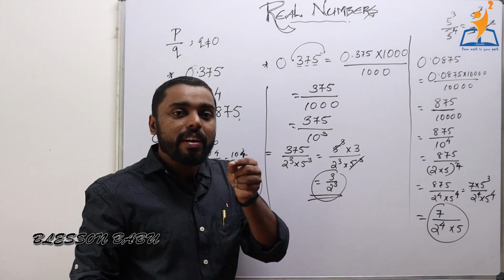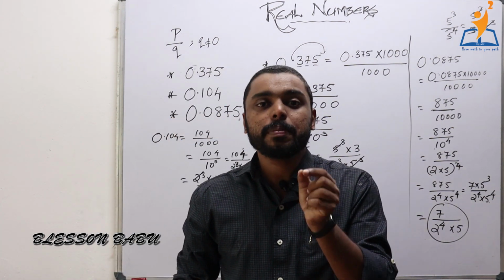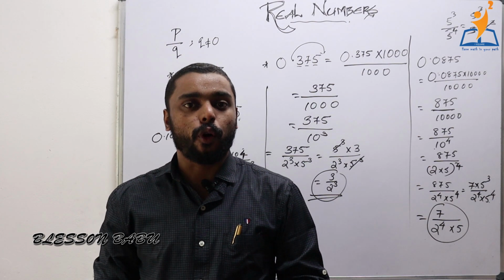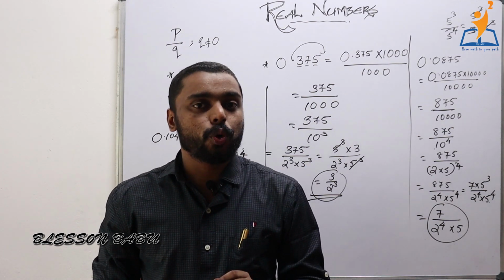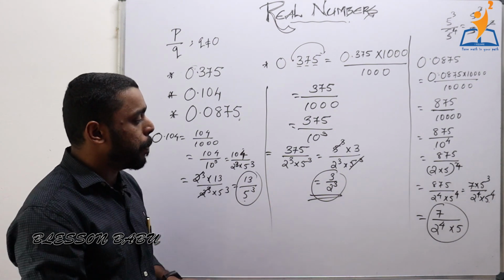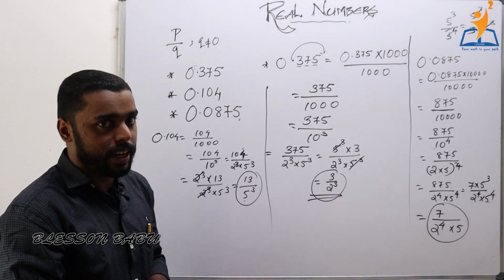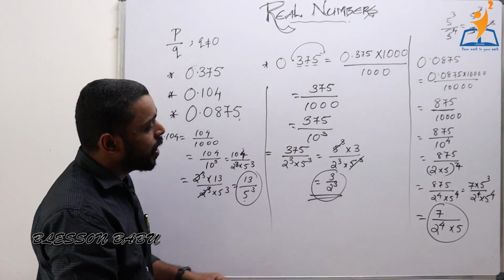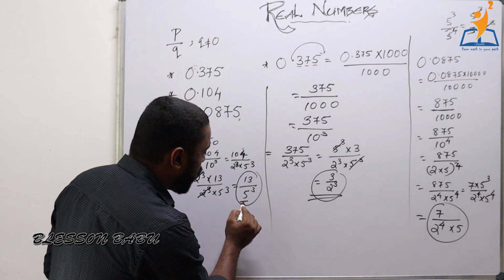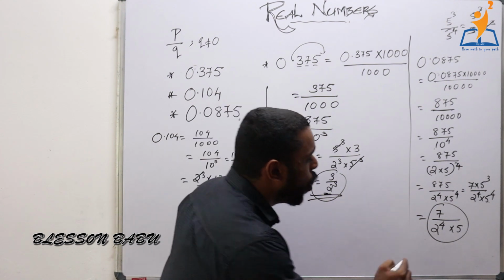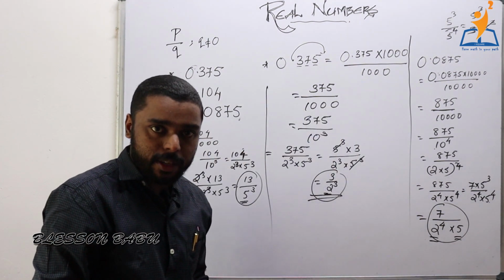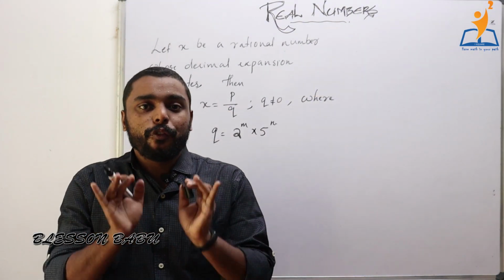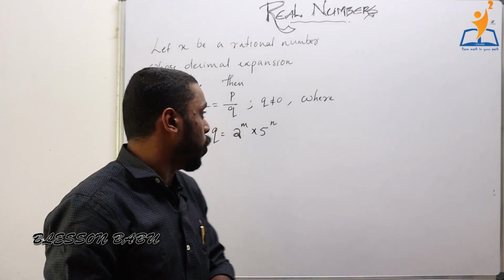That is, whenever a decimal number has a terminating decimal expansion, when it is transformed into P by Q form, we have the denominator Q in the form of 2 raised to m into 5 raised to n. See, each and every time when we transformed a terminating decimal number to P by Q form, in the denominator we have either 5 raised to something, or 2 raised to something, or 2 raised to something into 5 raised to something, right? So we can generalize this result as follows.